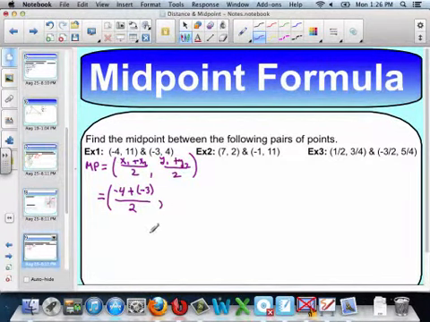And now let's do the y's. Okay. Dylan, do you have a question? On these, are we allowed to have decimal? Nope. Fractional answer.